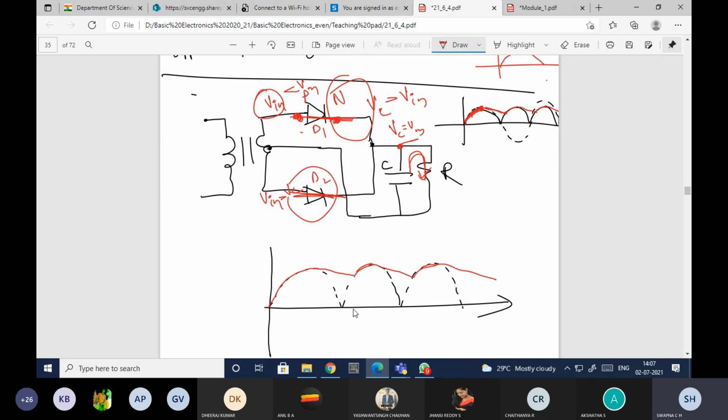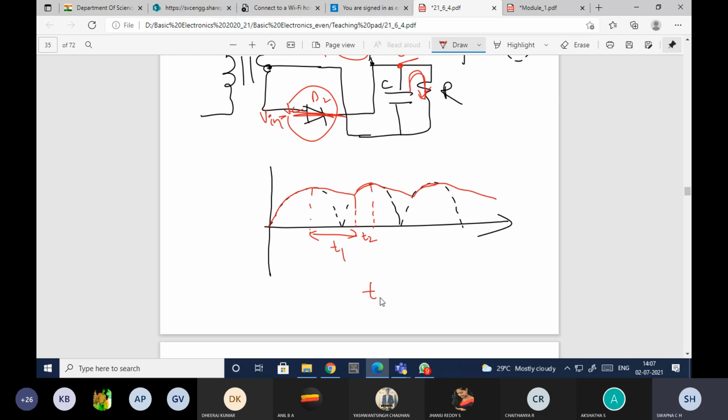How we have done it there, in the same way we need to do here. So this is the peak value. From here to here, it is the discharging time. Let me name this as T1, and from here to here, it is nothing but T2. Here, T1 plus T2 is equal to, what will be the time period here? In the full wave rectifier, it was T. Can anybody tell me what will be the time period here?